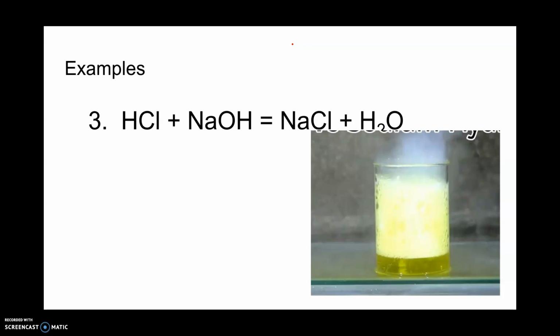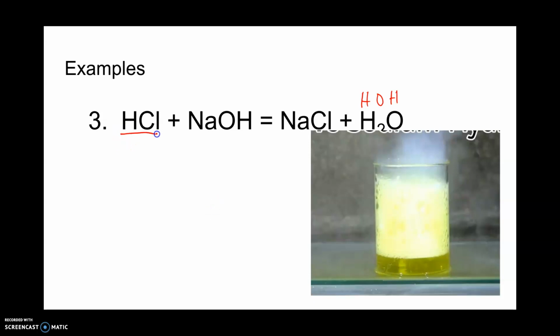Okay, here's another reaction. If you look closely at this, you'll see that this is double replacement. It's easiest to see this if you think about the water actually being HOH. So we've got the hydrogen swapping places with the sodium and joining up with oxygen and hydrogen, and then we've got the sodium swapping places with the hydrogen and becoming sodium chloride. So this is definitely a double replacement reaction.